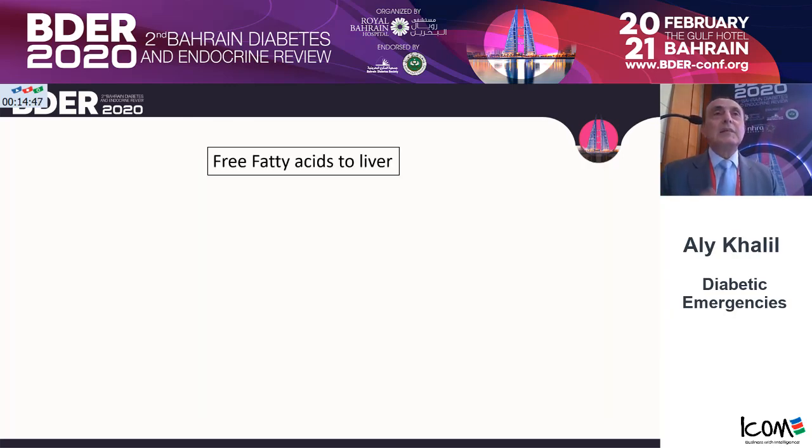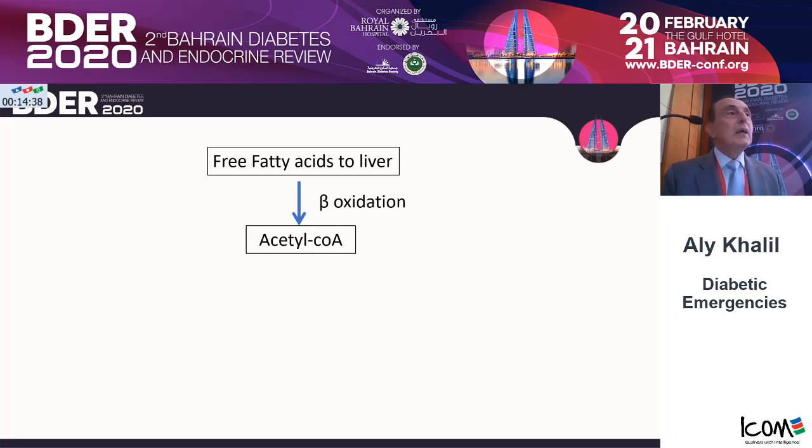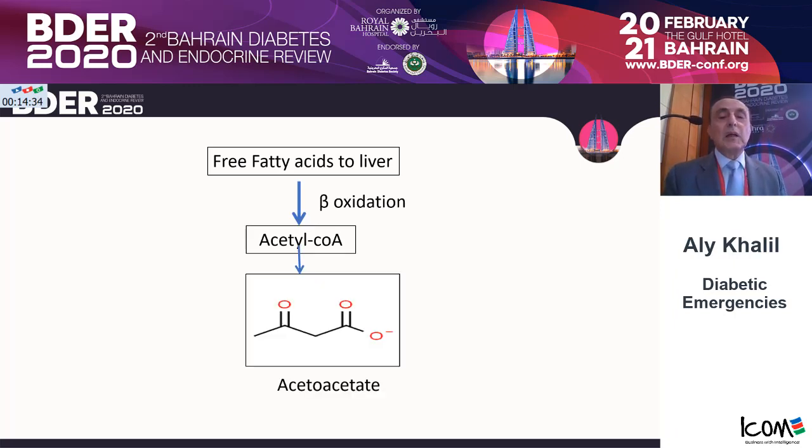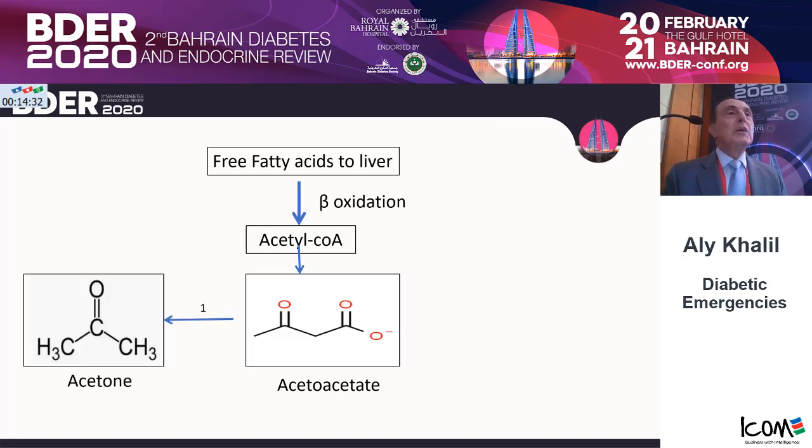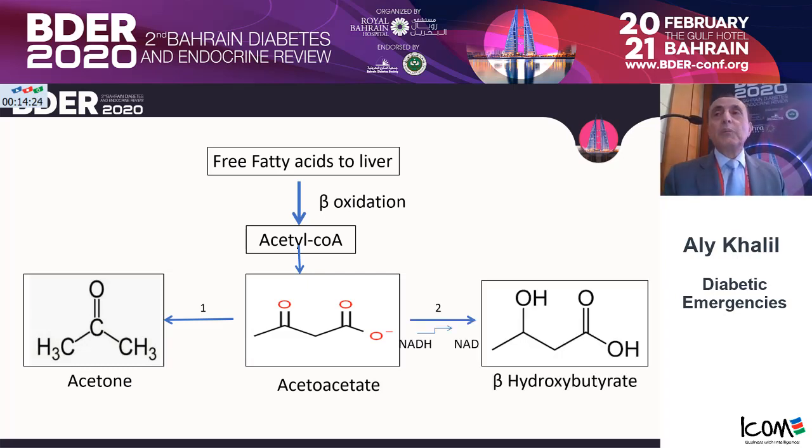As I told you, one of the causes is really the lack of insulin, so you get an increase of free fatty acids getting to the liver, right? You get beta oxidation that's increased, you have formation of acetyl coenzyme A, and you have formation of the ketone bodies. Acetoacetate by decarboxylation will give you acetone, which is volatile, and the other one by reduction will give you beta-hydroxybutyrate.